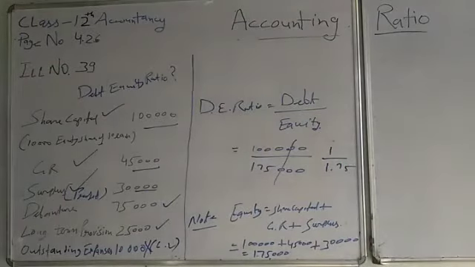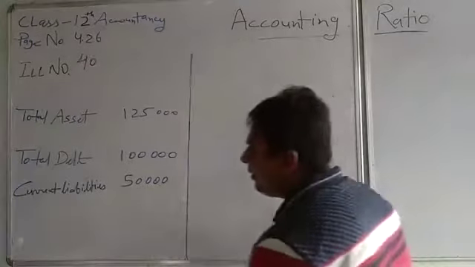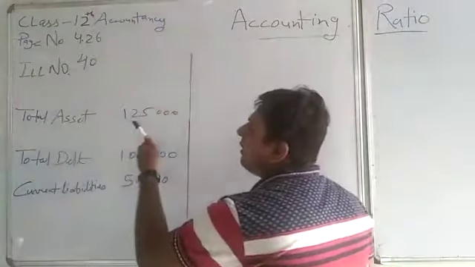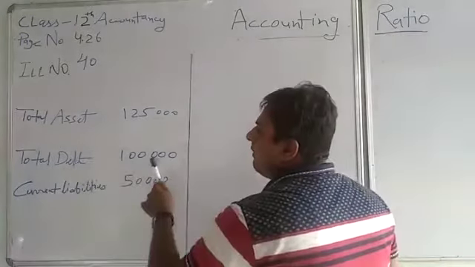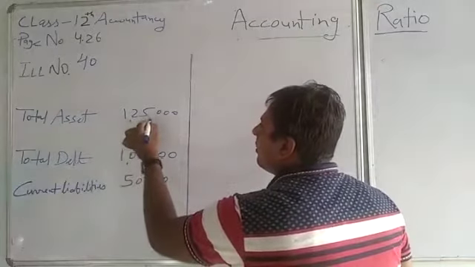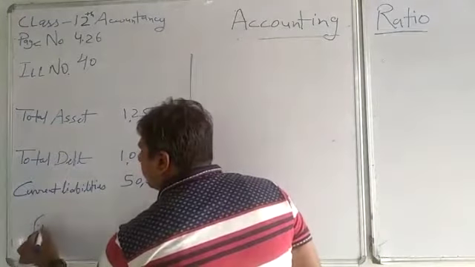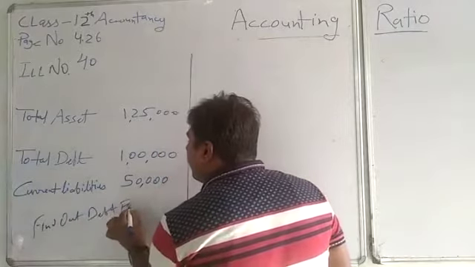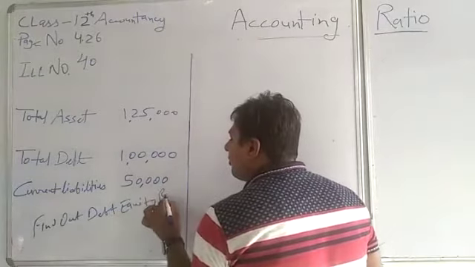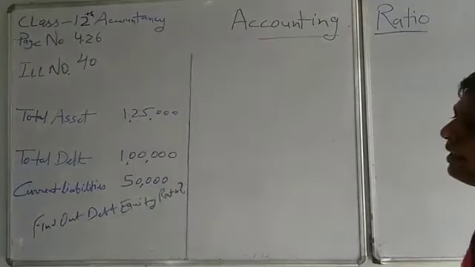This is our illustration number 39. Okay, moving to the next illustration, illustration number 40. Here the question given to us: total asset 1,25,000, total debt 1 lakh rupees, and current liability 50,000. The question asks to find out the debt equity ratio. So how to find out the debt equity ratio?